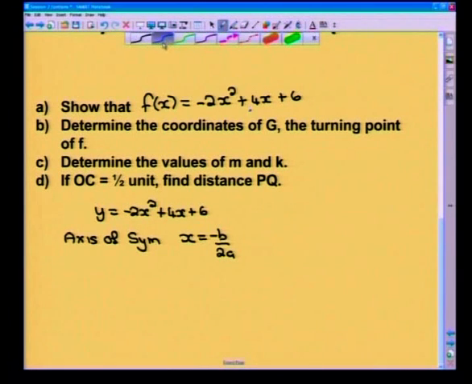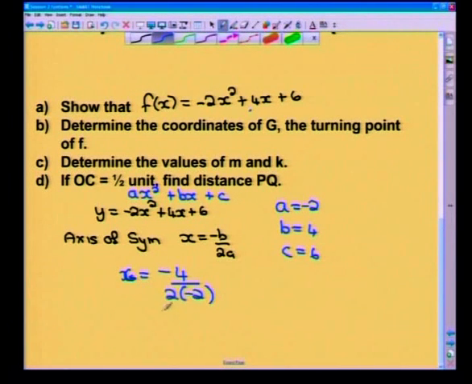Now, if you remember, this is ax squared plus bx plus c. So first of all, x is equal to. Now, if I look at this, the a is equal to minus 2, the b is equal to 4, and the c is equal to 6. So if I'm going to use this formula, it's going to be minus the b, which is minus 4, over 2 times my a, which is minus 2, which is minus 4 over minus 4, which is equal to 1. So that gives me x equals 1. So what I do know is that my turning point right now has 1 for x, and we still have to go and find the y that goes with that x.